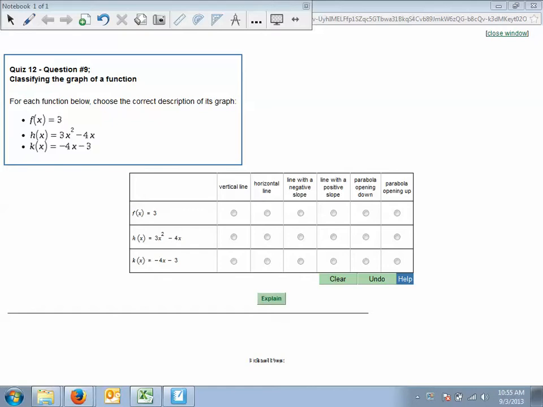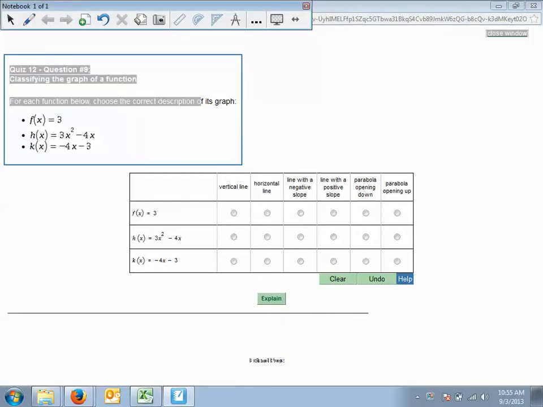This topic is called classifying the graph of a function. The problem says, for each function below, choose the correct description of its graph. And we have three different functions there. We have f of x equals 3, h of x equals 3x squared minus 4x, and k of x equals negative 4x minus 3.